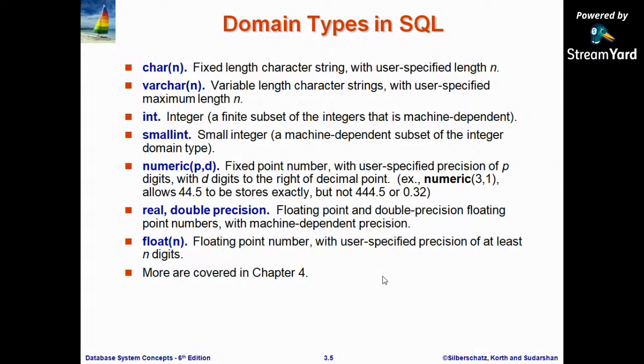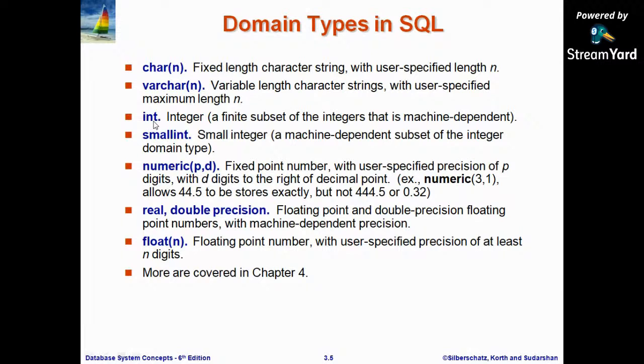The domain can be of character n. Character n is a data type of character where the maximum length can be n. It is a fixed length. Other than character, you have varchar n. It says that your character can be variable, but the maximum length can be n. You can keep a length which is less than n also. So character is a fixed data type, varchar is a variable data type where the maximum length is n.